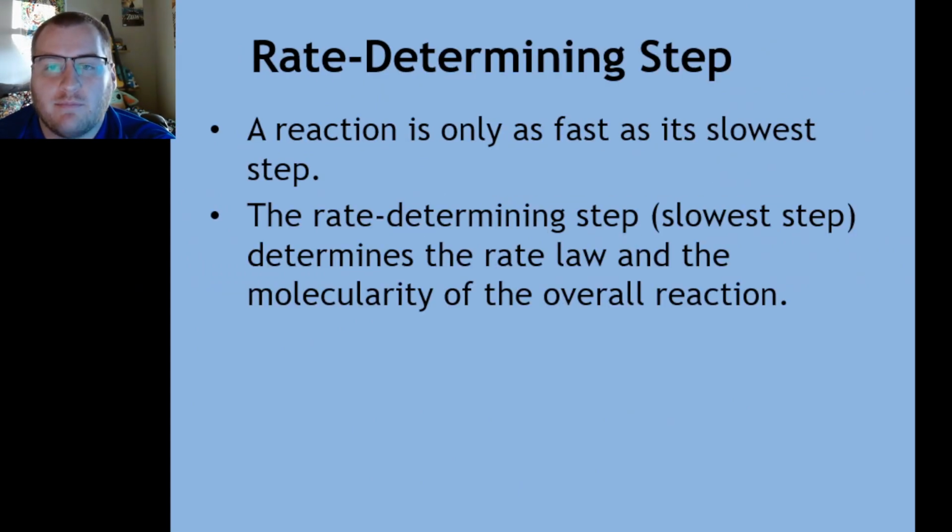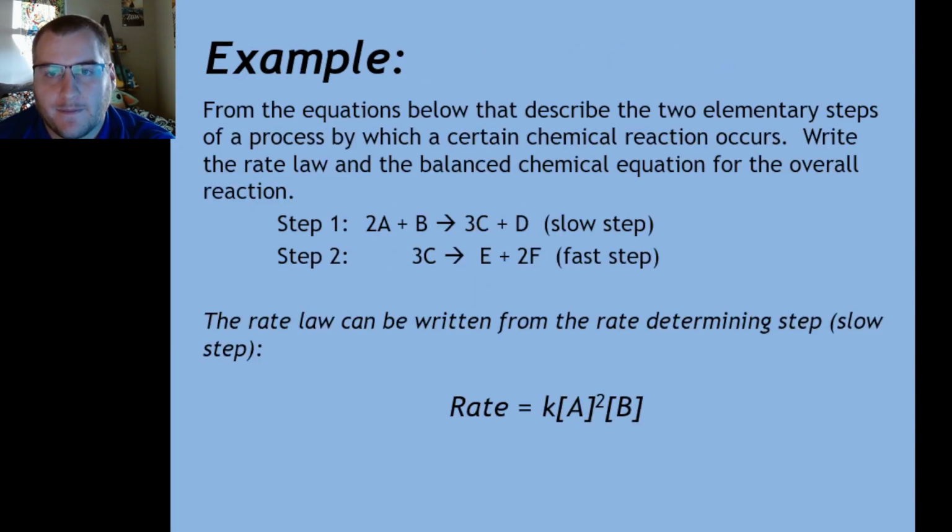Reaction mechanisms usually have multiple steps though. The one we're really looking at to help us write rate laws is called the rate determining step. A reaction is only as fast as its slowest step. It's basically the bottleneck of a reaction. If I have 10 reactions in a row, whichever one is the slowest is going to determine how fast the reaction can happen, because the reactions that happen after it are just going to be waiting for the slow reaction to finish anyways. The rate determining step is the slowest step. It determines the rate law and the molecularity of the overall reaction.